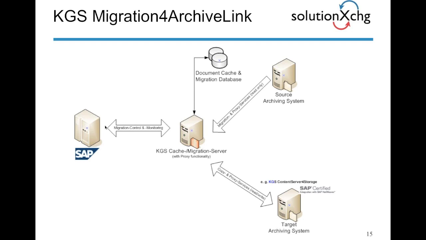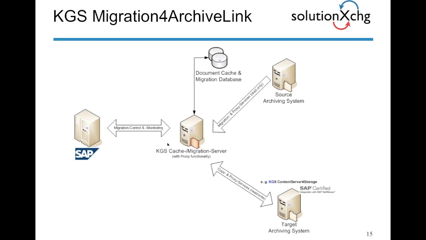Now, if SAP retrieves a document, the retrieval request goes to the cache migration server. That cache server determines whether the document is already on the target system or has to be pulled from the source system. So it tries the future system first. If it can't find it there, it goes back to the legacy system and then serves up the document. All that happens in milliseconds, so the end user never notices where the document actually comes from.